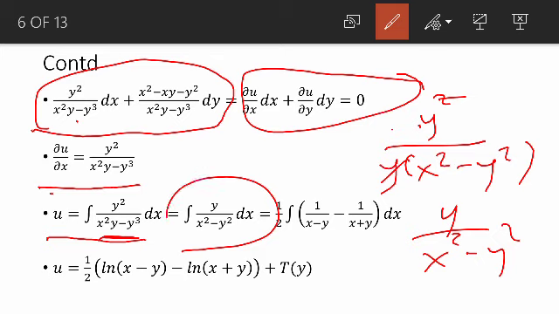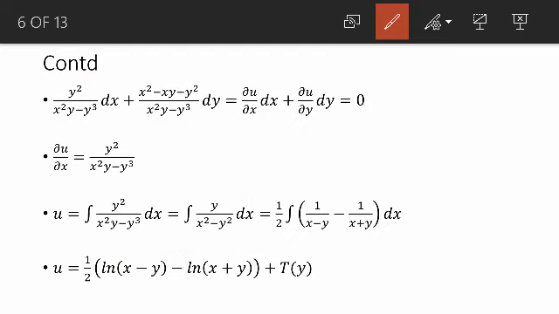So that makes it that we are integrating with respect to this. Now there are several methods of integrating this, but I chose to integrate by partial fraction. Since we are integrating with respect to x here, y is a constant. So I have the constant y times 1 over x squared minus y squared.